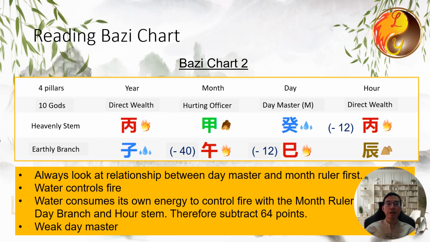Let's look at another Bazi chart. This can be determined as weak in just 1 second. Water has to control fire. Thus, this Bazi chart indicates a weak day master. Aim to determine whether the day master is strong or weak within 3 seconds, and then spend the next 10 seconds deducing the entire line.